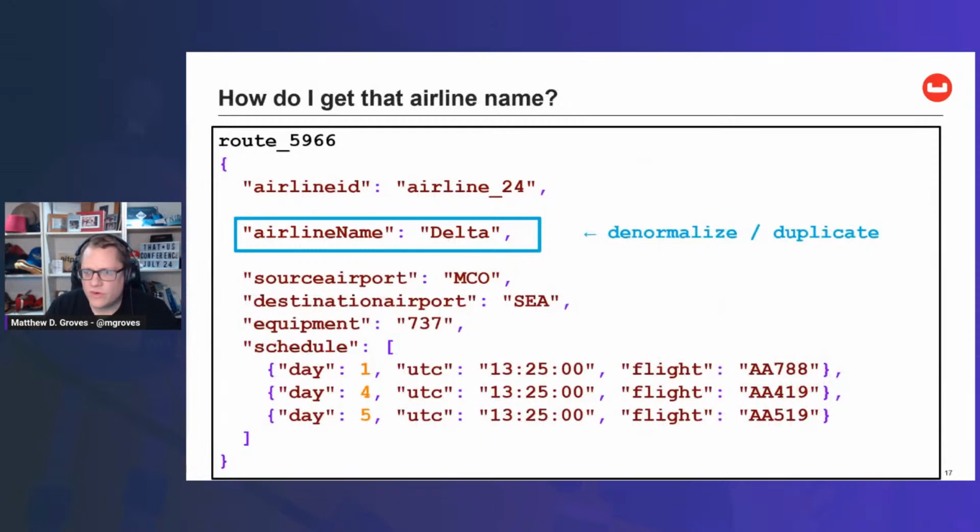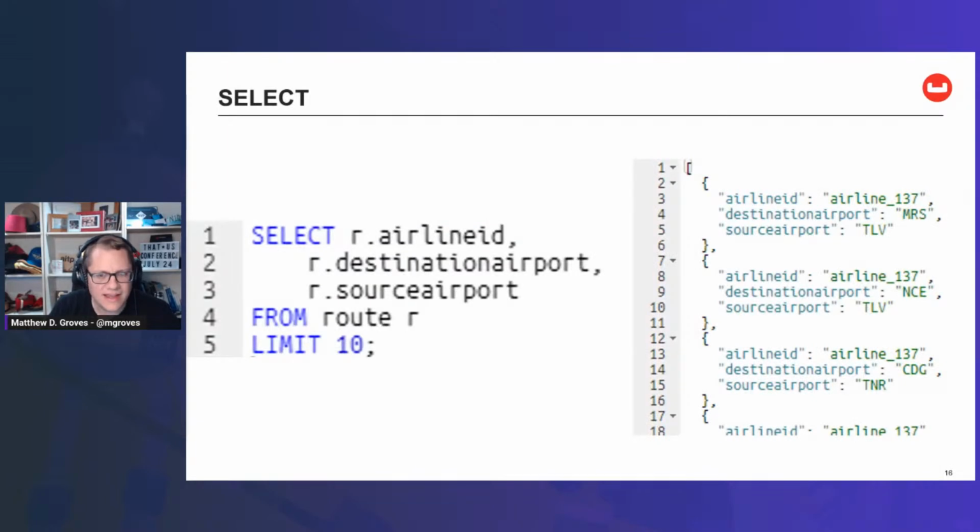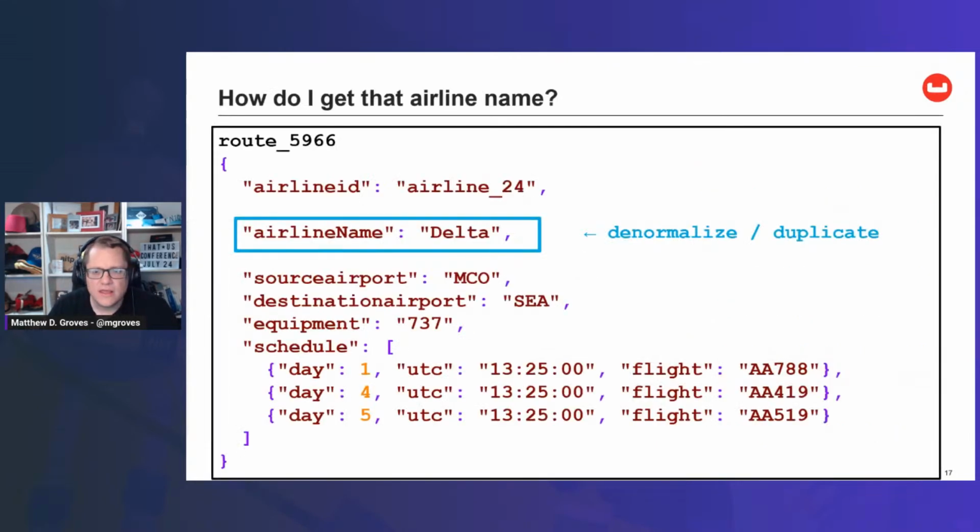Okay, so now the question is, how do I get that airline name? This has the airline ID, but I can't really show airline ID to my end user. They don't know what airline 137 means. So how do I get the airline name? And this becomes a modeling decision. And this maybe touches on your question a little bit from earlier, Ronald, about duplicating data.